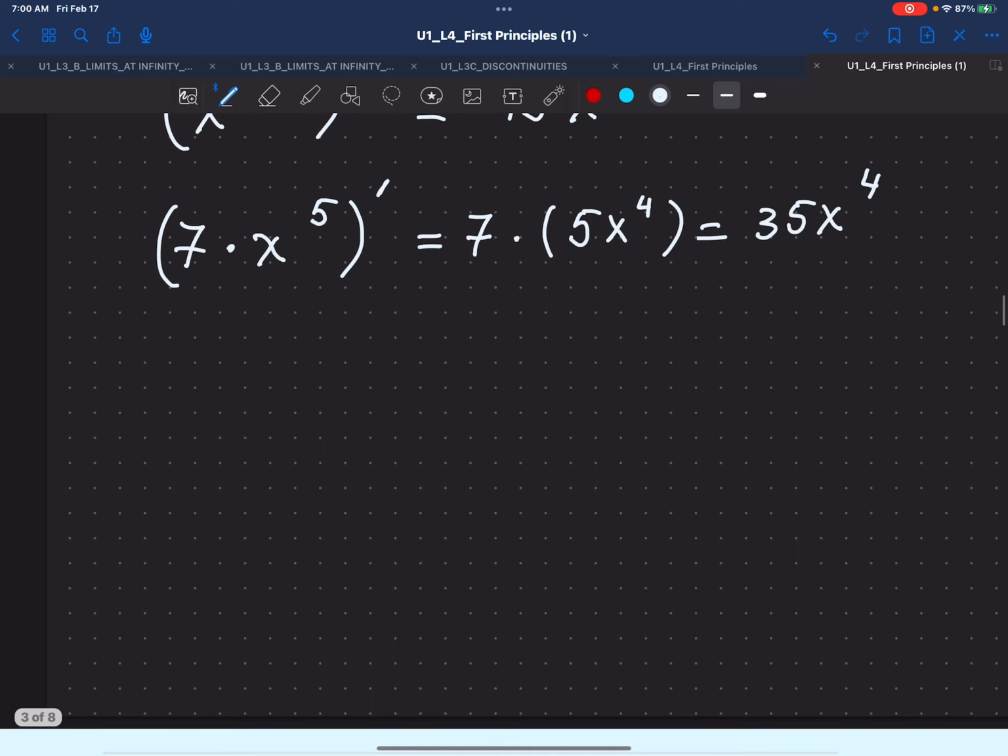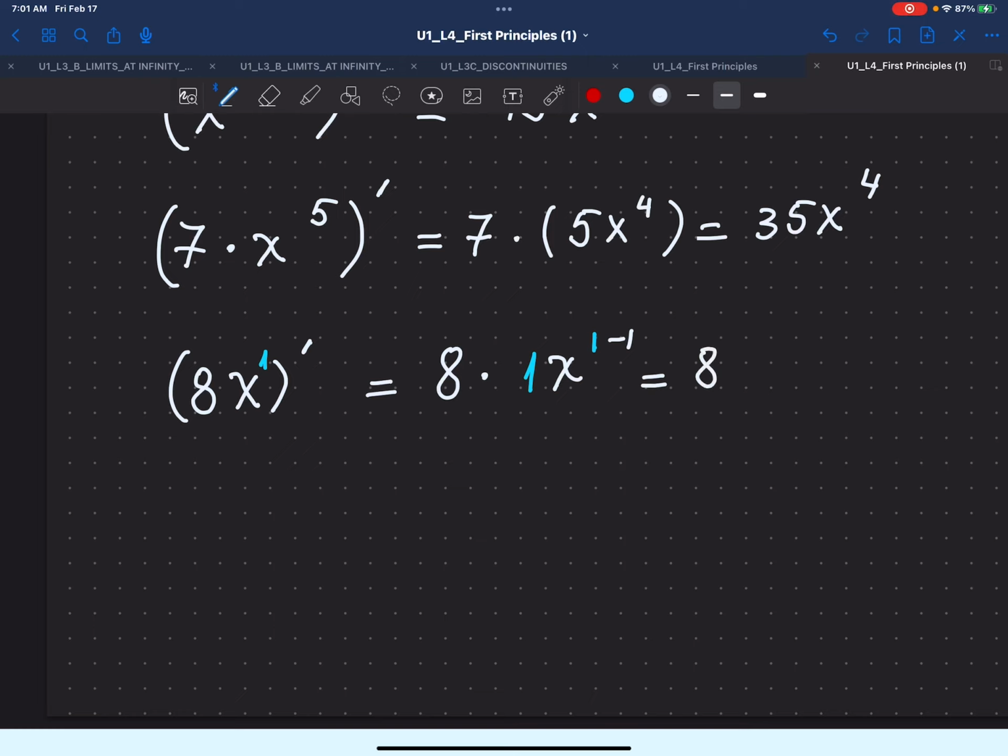So next we'll take a look at another interesting derivative. This time we have the derivative of 8 times x. So again, the coefficient will stay the same, intact, and we are differentiating only x to the power of 1. So that means that the power of 1 will become the coefficient, x stays the same, and then the power of 1 is reduced by 1. So that would make it 8 times 1 times x to the power of 0.